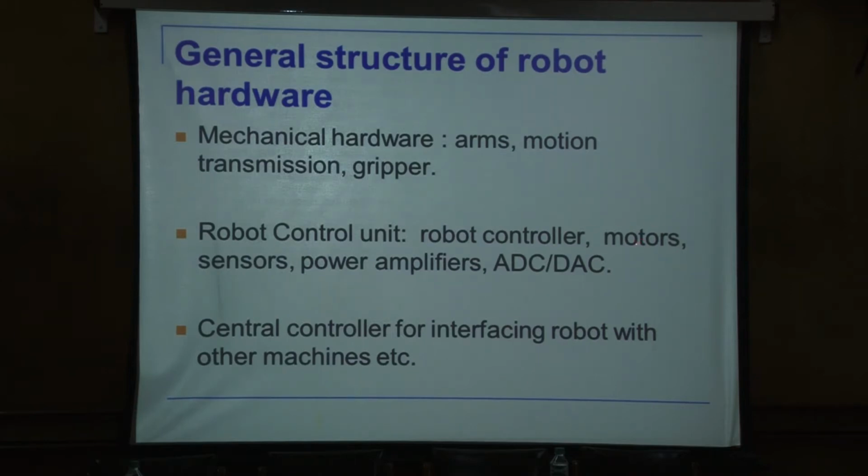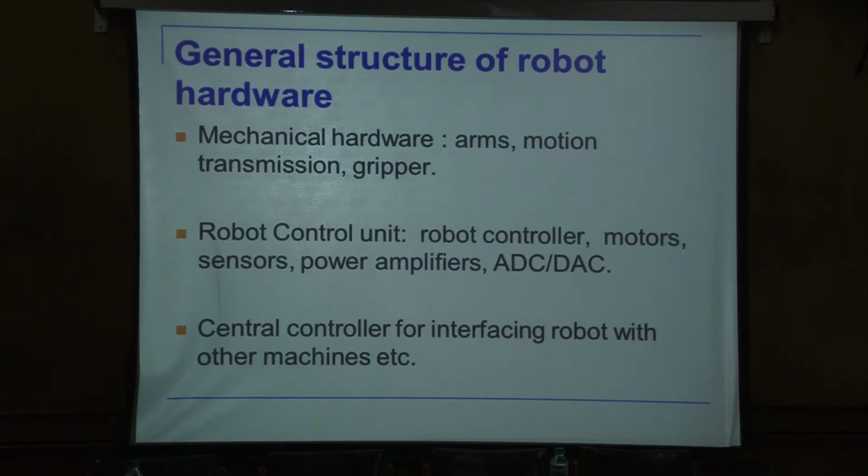Then there are motors, which are actuators. Then there are sensors, for taking care of the internal working of the robot, plus interacting with the world. Motor drivers, power amplifiers, are basic for driving the motors. You need current, so you have to use the amplifier. Then there are ADCs, analog to digital converters, and digital to analog converters. This is essentially for interacting with sensors.